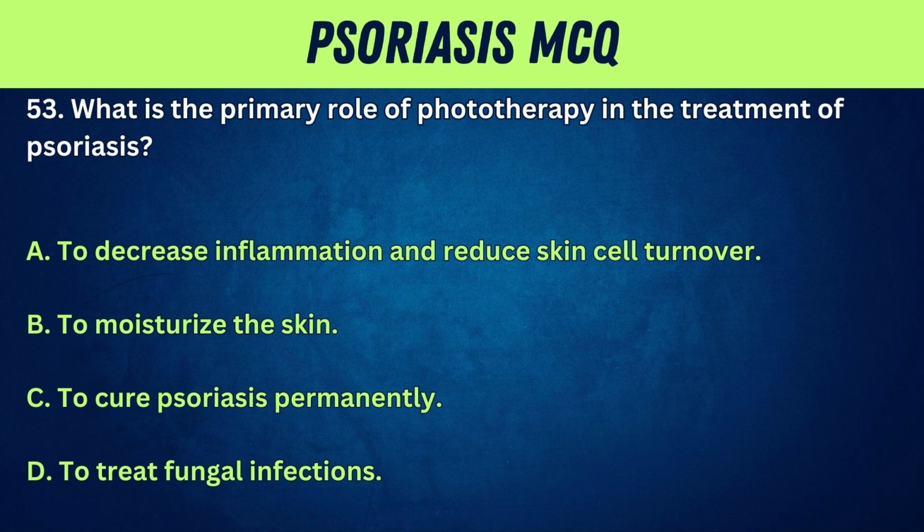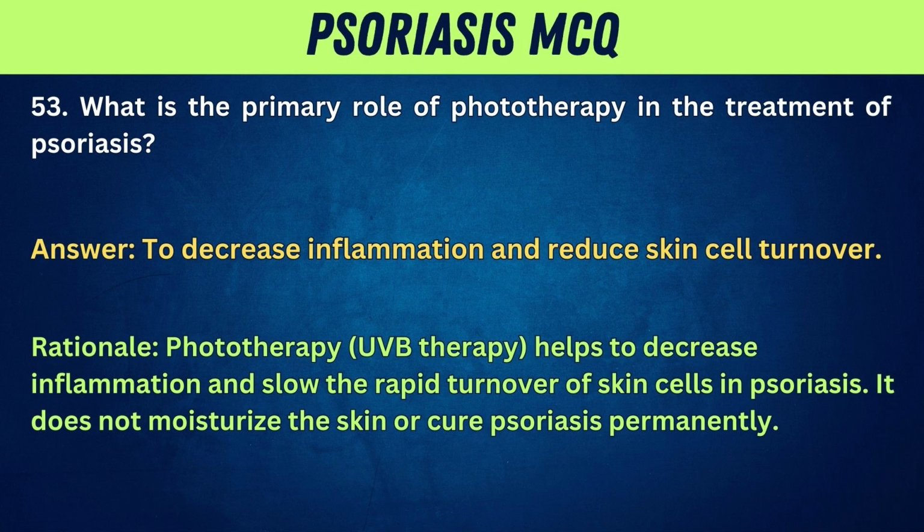53. What is the primary role of phototherapy in the treatment of psoriasis? A. To decrease inflammation and reduce skin cell turnover. B. To moisturize the skin. C. To cure psoriasis permanently. D. To treat fungal infections.